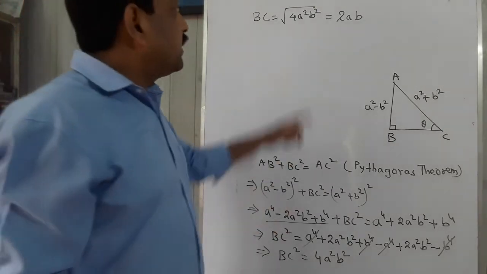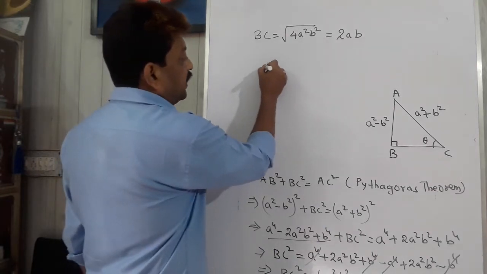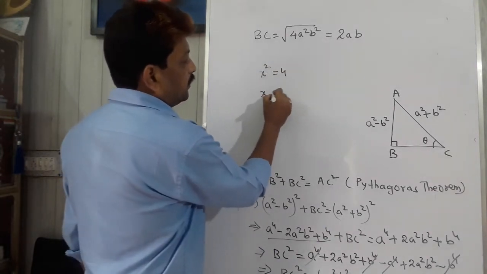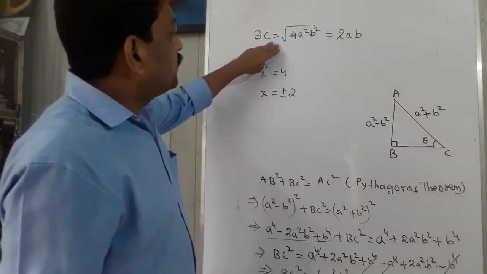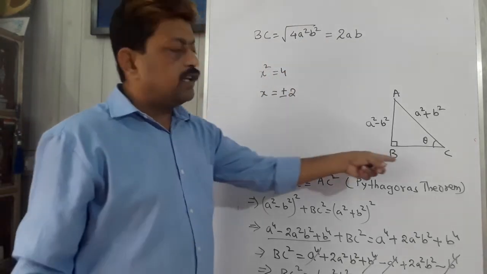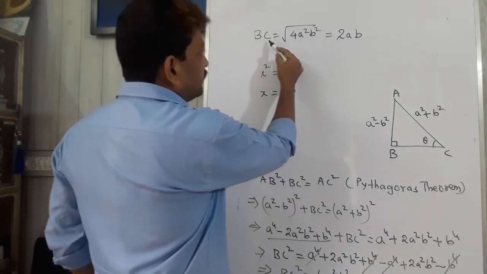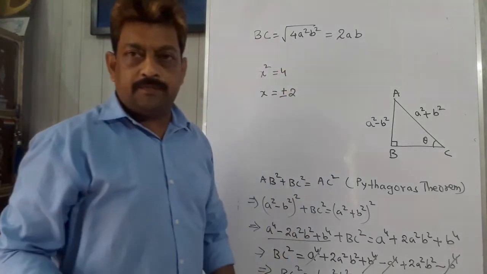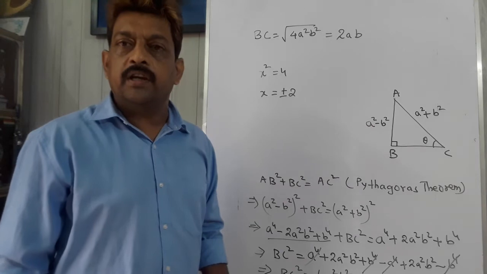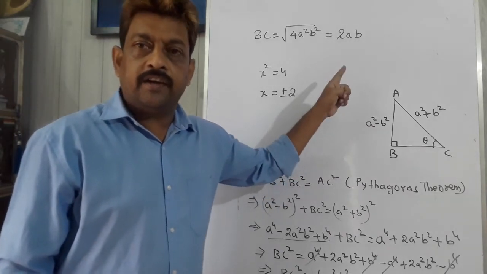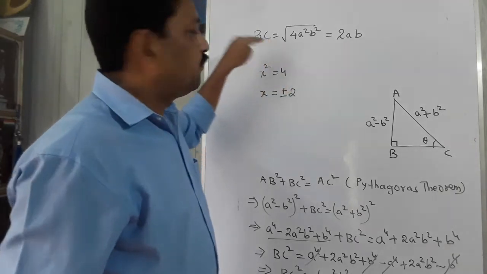Here I am not taking the negative value. We all know that if x square is equal to 4, then x will be plus minus 2. But here I am not taking the negative value because side of the triangle cannot be negative. Okay, that is why actually it should have been BC equals plus minus 2AB. But we know that side of a triangle cannot be negative. So I am neglecting the negative value, and so I have taken only the positive value 2AB for BC. Okay.